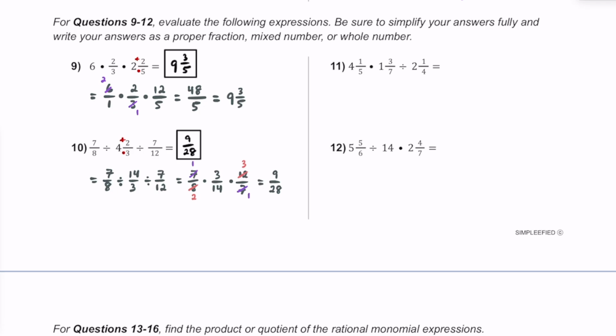For number 11, let's go ahead and rewrite these mixed numbers here. So let's take this 4 multiplied by 5, then add 1. 1 times 7 plus 3, then 2 times 4 plus 1. So let's turn these all into improper fractions first.